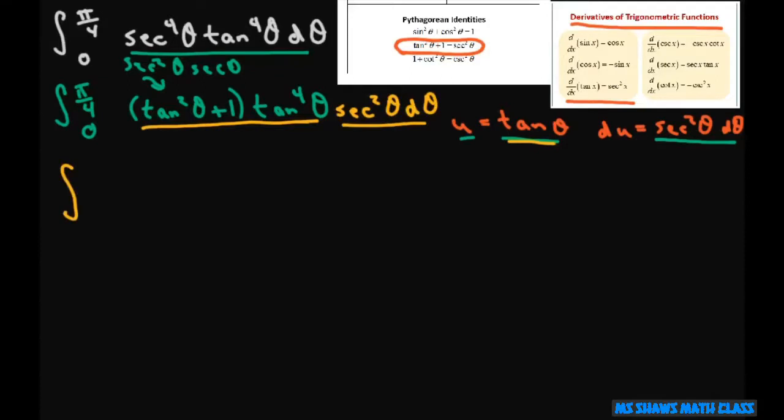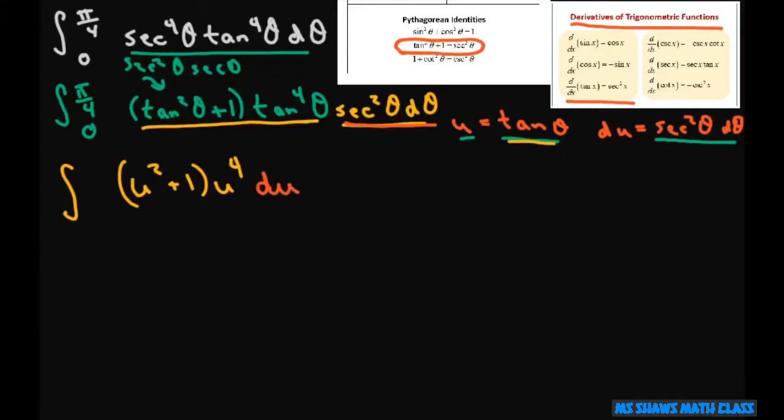And that's going to be, tan is u, so it's going to be u squared plus 1. And then we have u to the fourth. And then this piece here is just du.